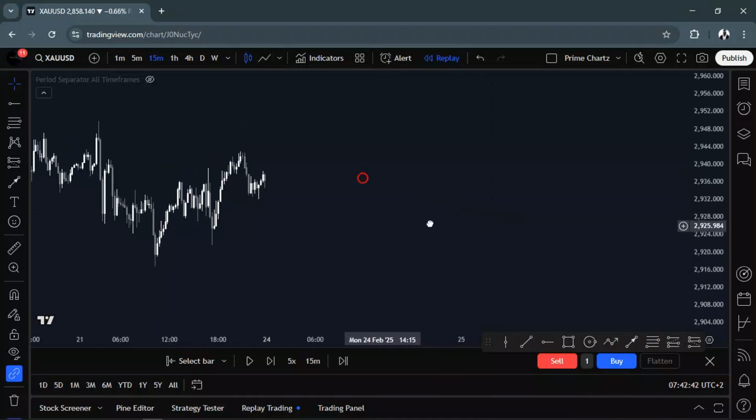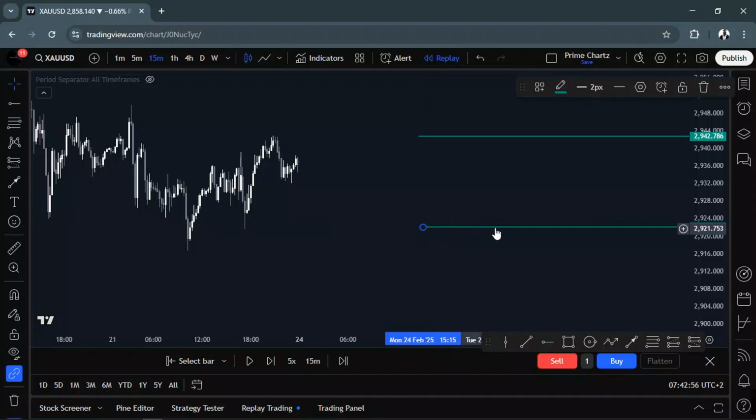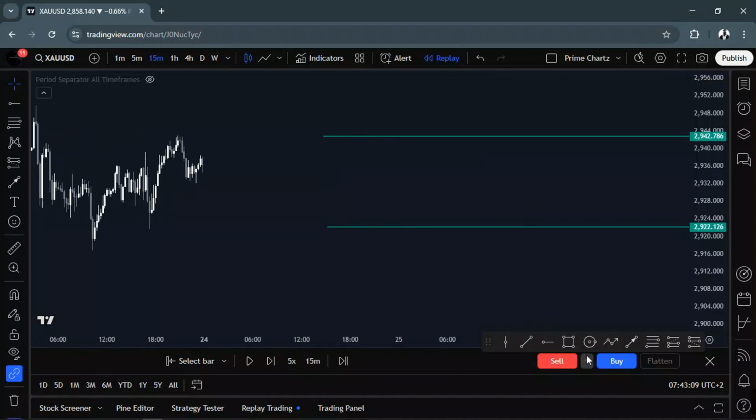In this episode, we are going to focus on the CRT, the candle range theory, right? So with the CRT, we know that we are going to mark the high of the candlestick, and also we are going to mark the low of the candlestick, right? So the CRT is also known as the power of 3. This means that we normally focus on 3 candlesticks, right?